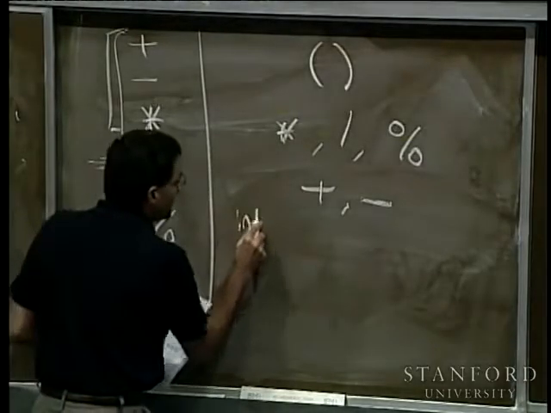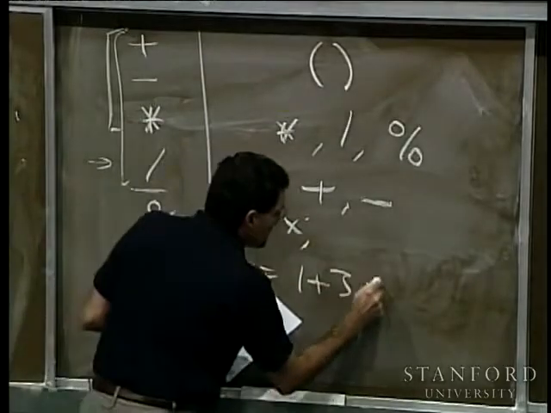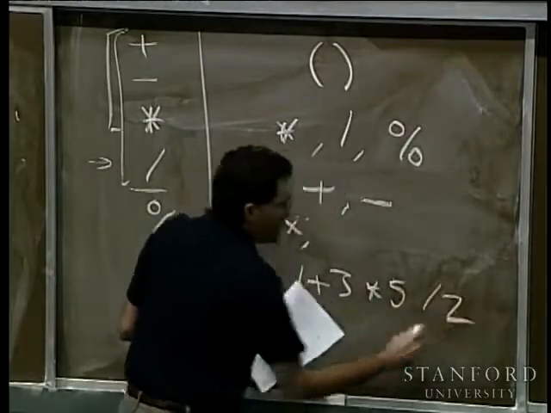But to make that concrete, let's say you have some integer x, and we say x equals 1 plus 3 times 5 divided by 2.